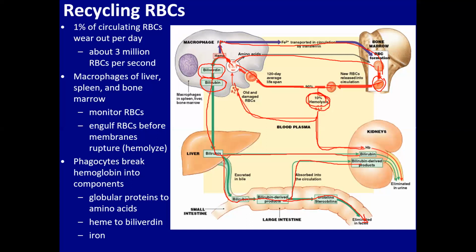All right, so I think we've gone through all of this. You have macrophages in your liver, your spleen, and your bone marrow. They monitor all your red blood cells, and they break down the old or the damaged ones. The phagocytes are going to break the hemoglobin into its components. The globular proteins are going to be turned into amino acids. That's what you're seeing right here. Heme is going to be broken down into the iron that is recycled and into biliverdin and then bilirubin, etc.